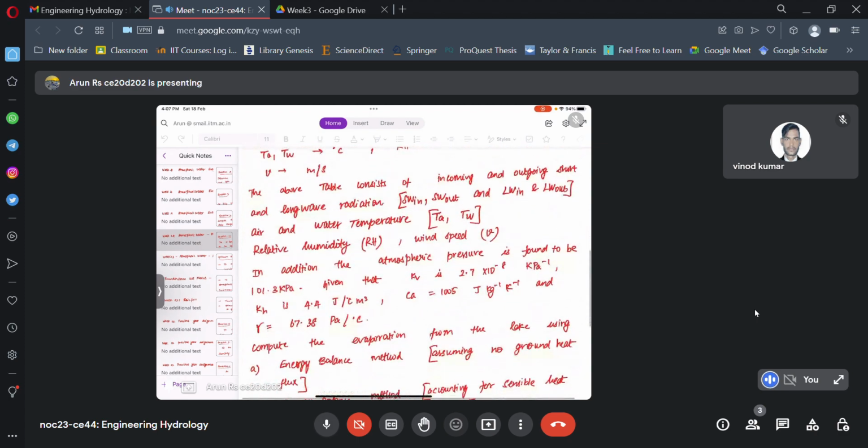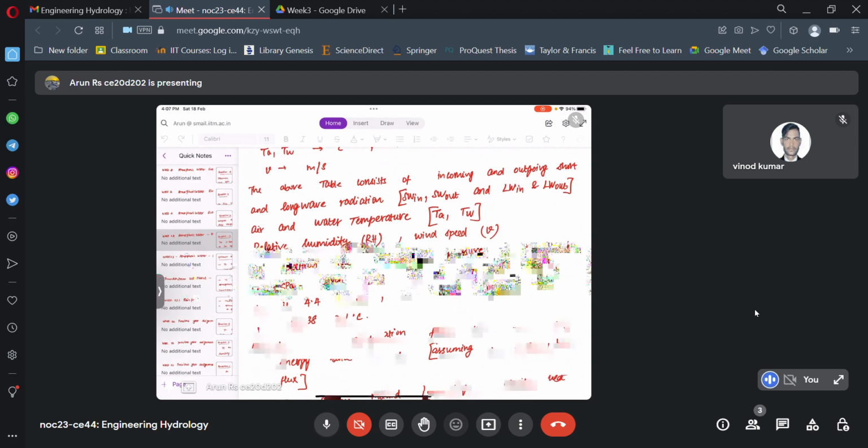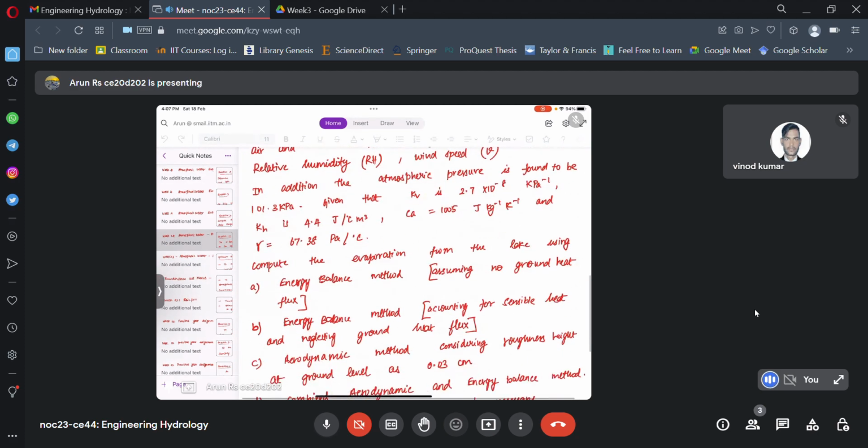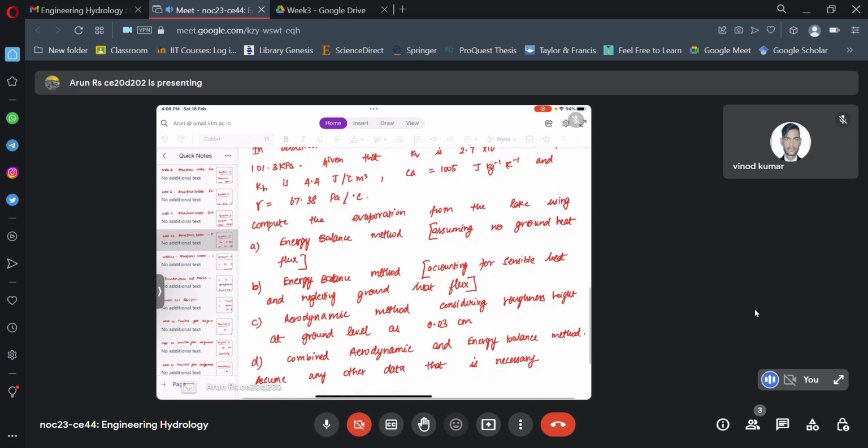The table consists of incoming and outgoing short wave and long wave radiation. We have air and water temperature in degrees centigrade, then relative humidity and wind speed. In addition, atmospheric pressure has been given as 101.3 kilopascals, and you have different coefficients used in the energy balance method and the aerodynamic method. KV is given as 2.7 into 10 to the power of 8 per kilopascal. Then KH is given as 4.4 joule per degree centigrade per meter cube.